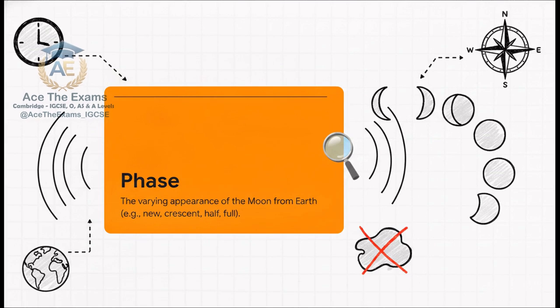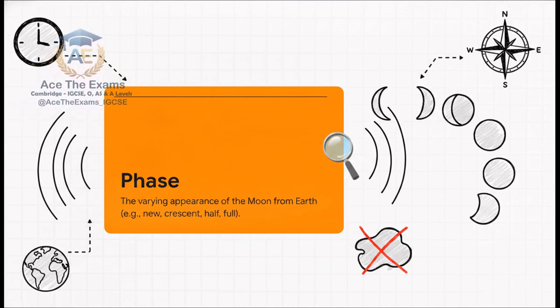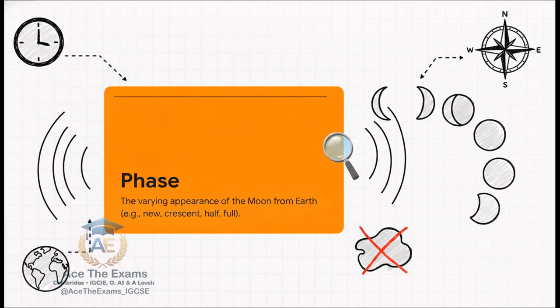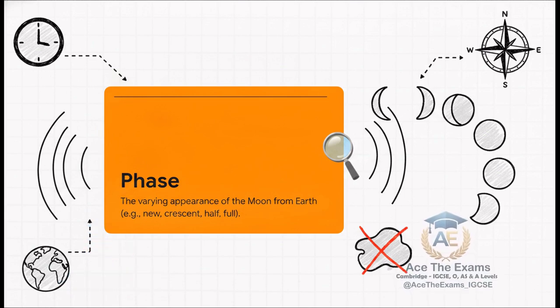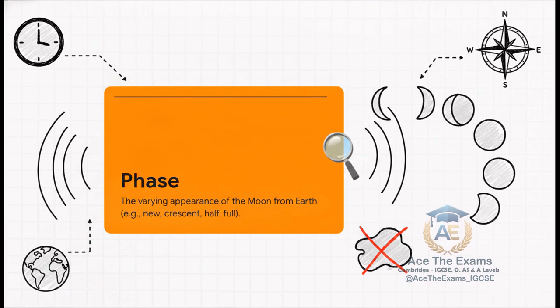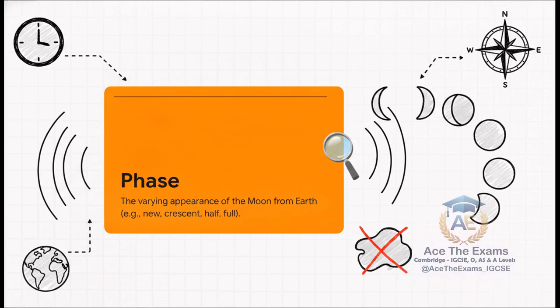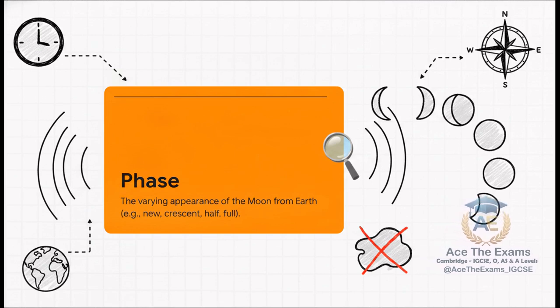But listen, before you even touch your apparatus, before you pick up a clock or a compass, you need to define your variables. The phase is explicitly defined as the varying appearance of the moon from Earth. Understanding this key term is the foundational concept for your entire investigation. If you go into the exam and write vague colloquial terms like shape-shifting instead of varying appearance of phases, you are already bleeding marks. Use the scientific terms.